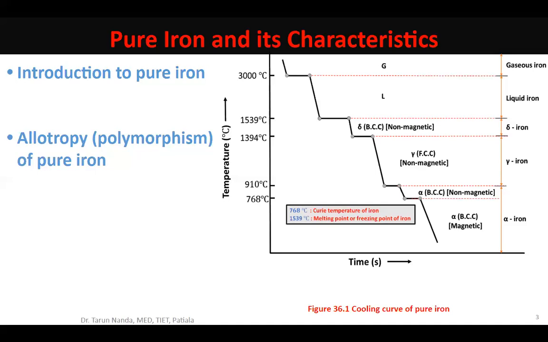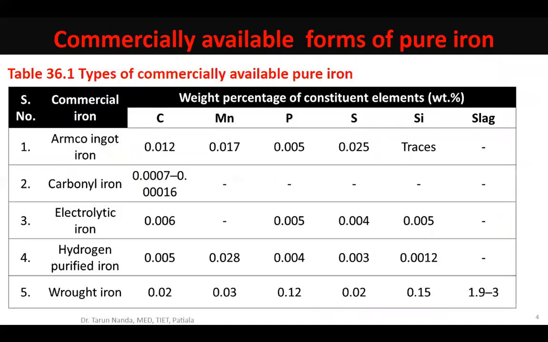Though I said that in the pure state iron does not find much application, it's just used as a base for porcelain enamel. It is used in some magnetic circuits because of its good magnetic characteristics. But otherwise, pure iron is a very feeble type of engineering material, which needs alloying to improve upon its properties. But still, some of the popularly available commercial forms of pure iron have been listed in this table for you.